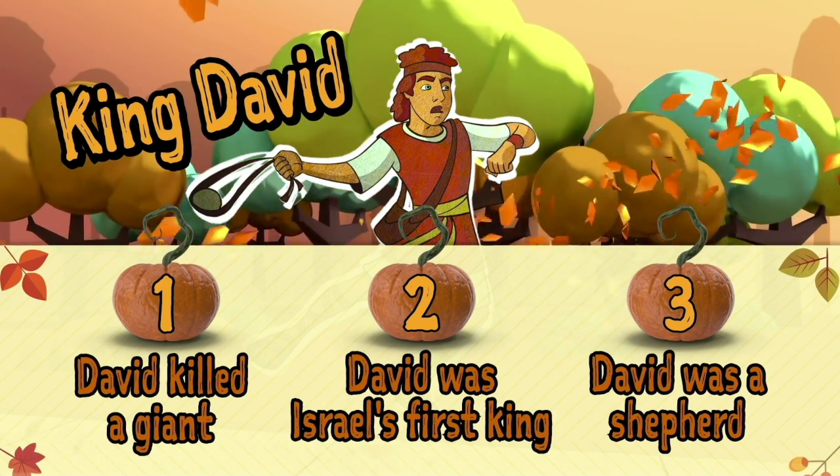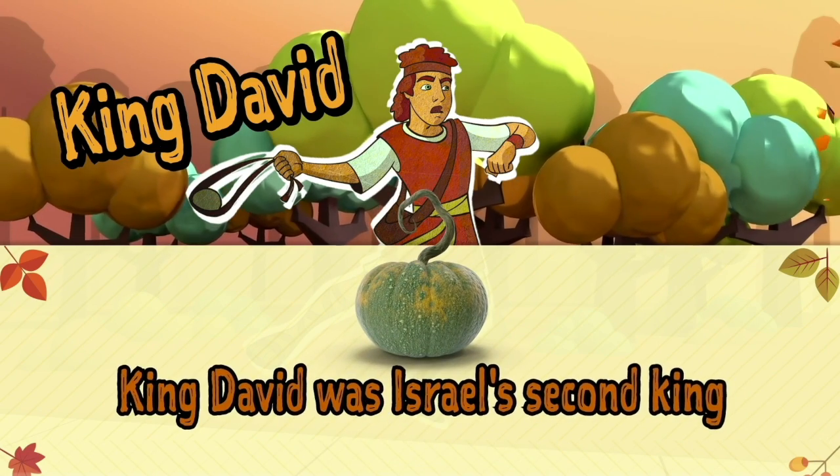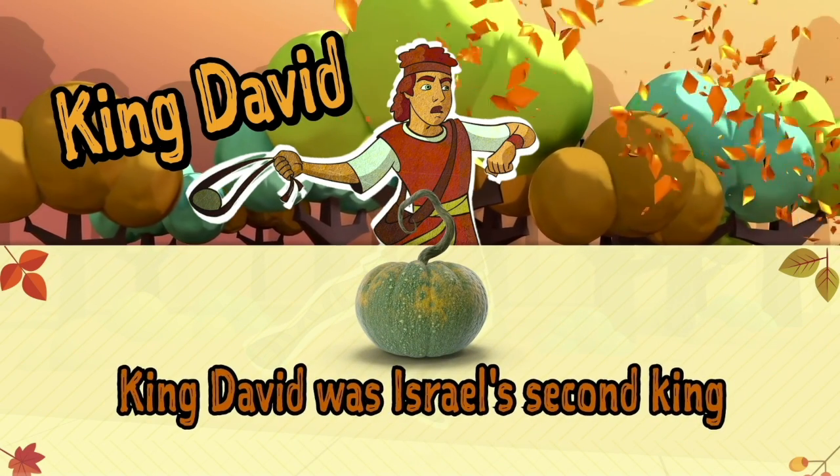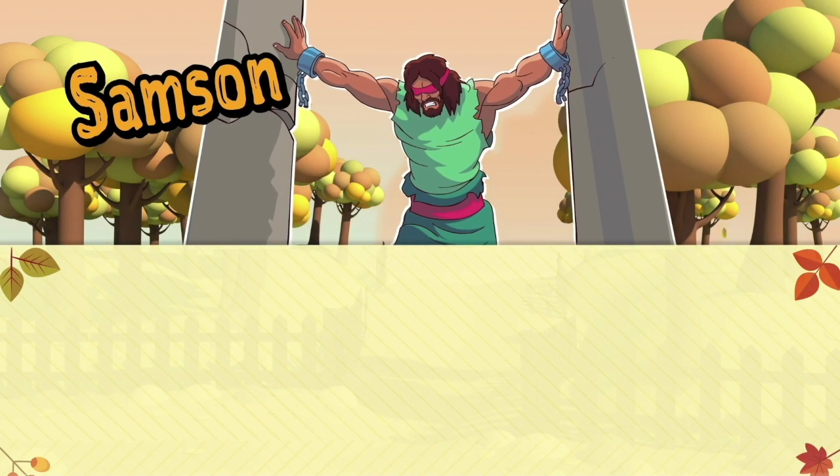Okay, time's up. Who is holding up 2 fingers? You're correct. King David was Israel's second king. Good job. Let's try another. Our next Bible character is Samson.